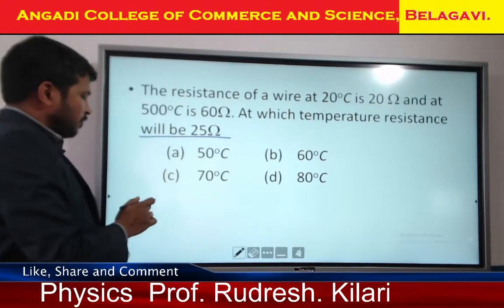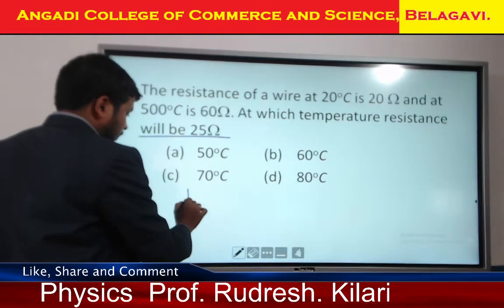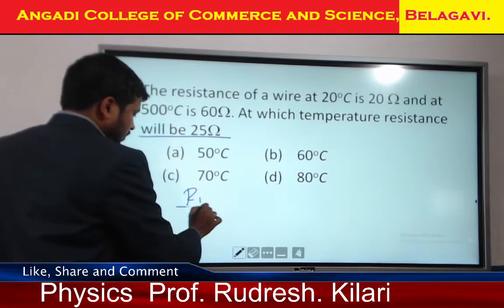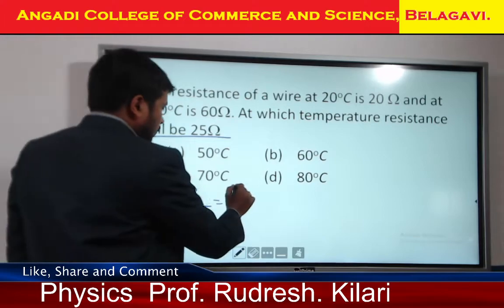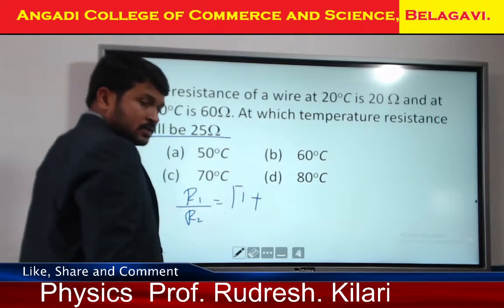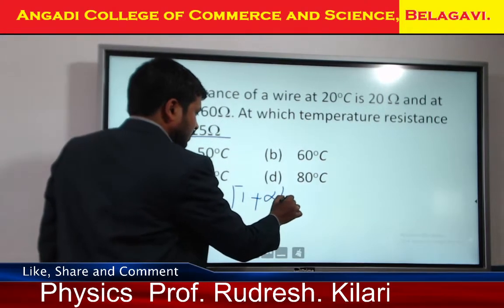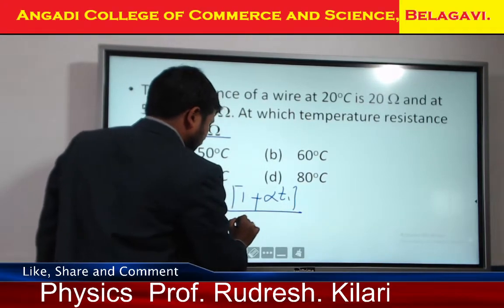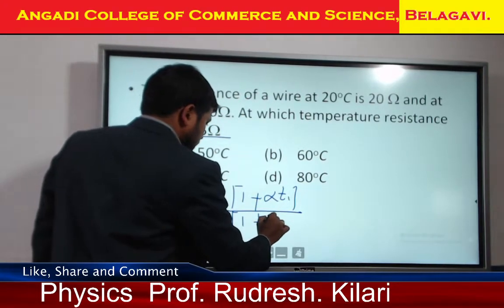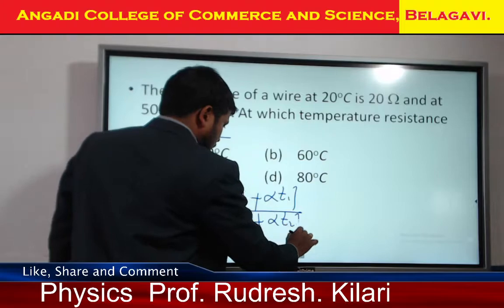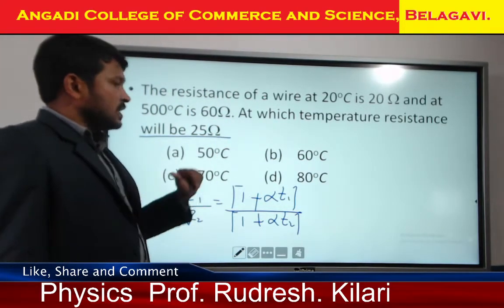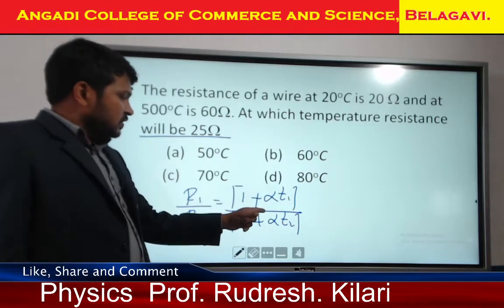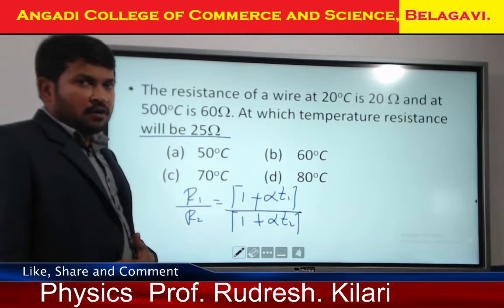Okay, students, I'll use the formula we know: R1 is to R2 equals (1 plus alpha T1) divided by (1 plus alpha T2). Here two resistances as well as two temperatures are given, so I will first calculate the temperature coefficient of resistivity.